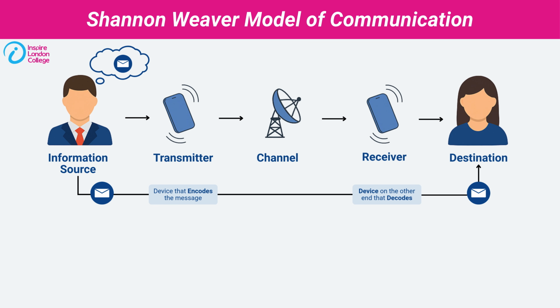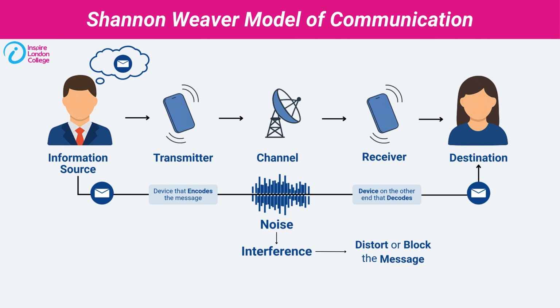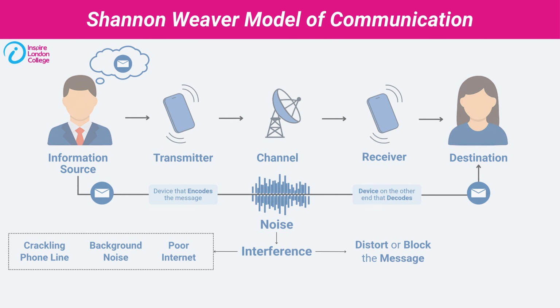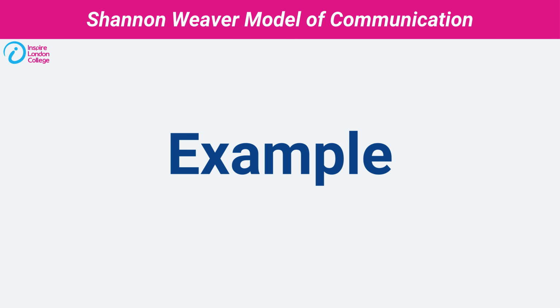Now, right in the middle of all this, we have something important to talk about: noise. Noise represents any kind of interference that can distort or block the message during the process. This could be a crackling phone line, background noise, or even a poor internet connection. And the model recognizes how this noise can affect communication and tries to reduce it to make the message as clear as possible. Now let's understand this model using an example.